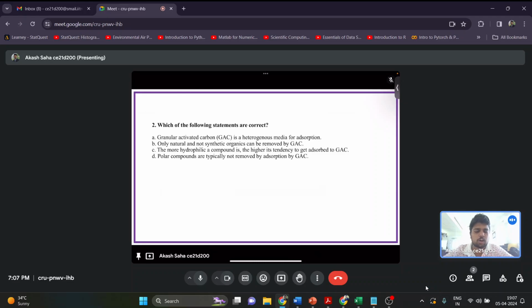Basically we are talking about the adsorption of GAC. So whether it's a kind of heterogeneous media, which kind of organics it can remove, and what the properties are, whether it's better to have a hydrophilic or hydrophobic compound, and what type of polarity, is it a non-polar or polar compound. Think about it for some time and then we will discuss the answer.